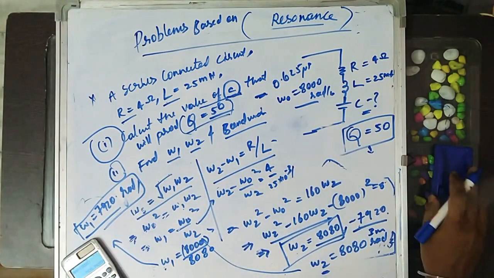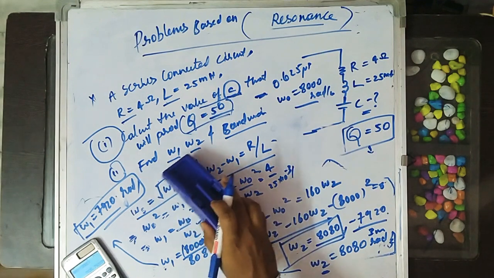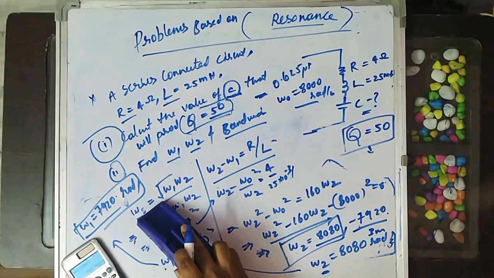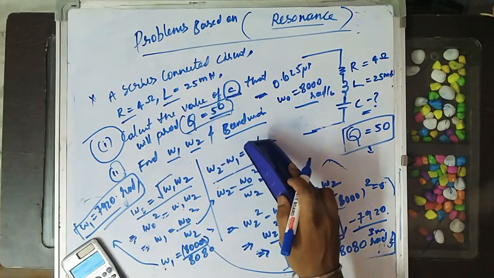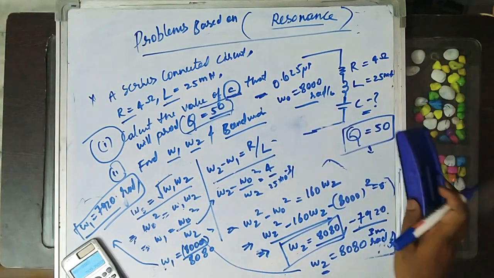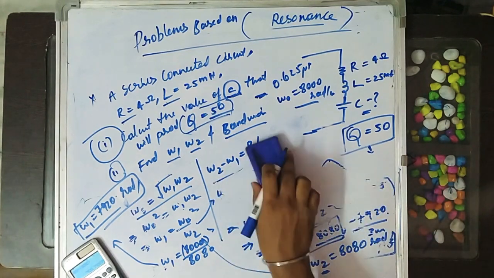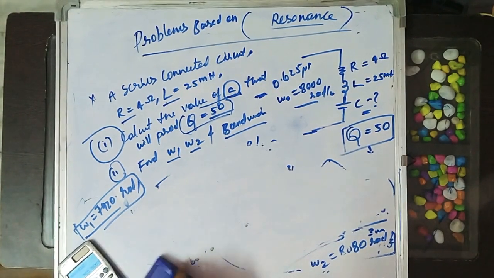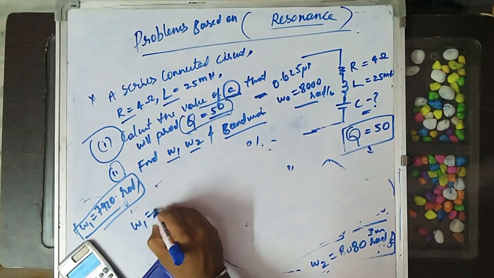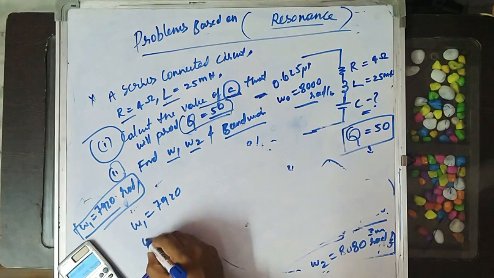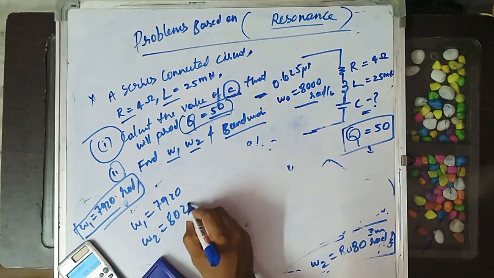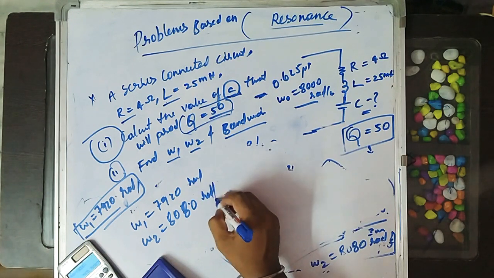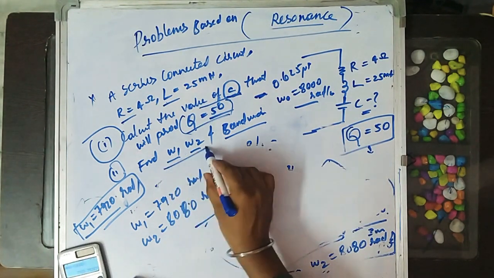So the summary of this is, you are getting omega 1 and omega 2 by using the relation: omega naught equal to geometric mean of omega 1 and omega 2, and omega 2 minus omega 1 is equal to R by L. Erasing this, I am writing the final values. Omega 1 equal to 7920, omega 2 equal to 8080 radians per second.